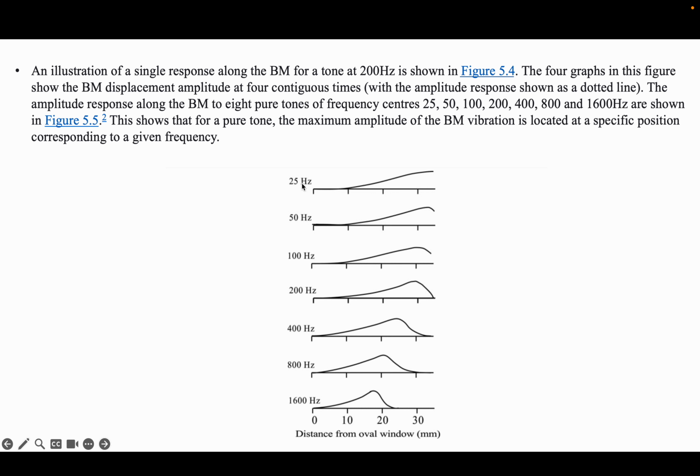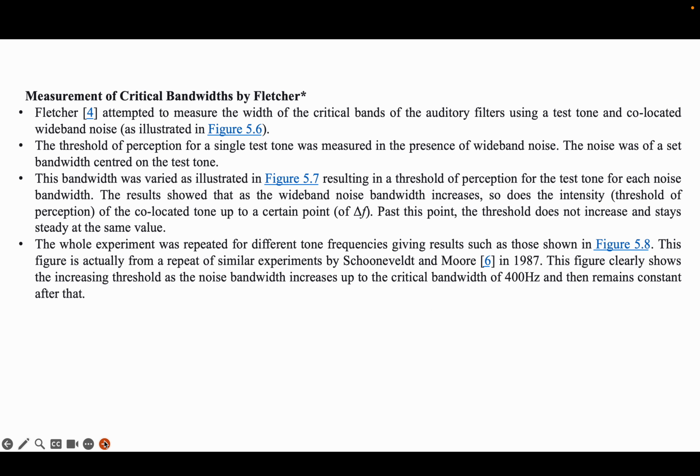And then depending on the frequency of other tones, which are also illustrated here, we can see where this peak physically moves. Now note that this is not an impulse response type of thing. So you do get some stimulation in other regions spatially. It's just that the peak occurs at a very specific location for a given frequency.